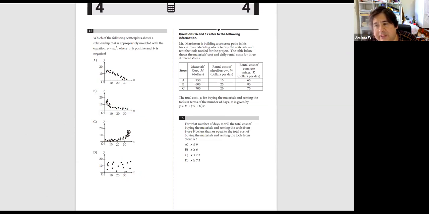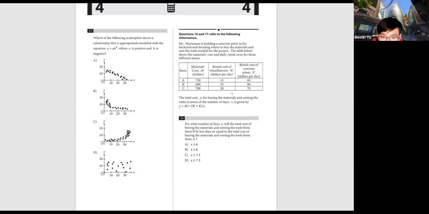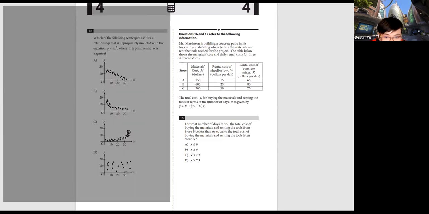We only have 10 more minutes. Dustin, can you read questions 16 and 17? For what number of days x will the total cost of buying the materials and renting the tools from store B be less than or equal to the total cost of buying the materials and renting the tools from store A?